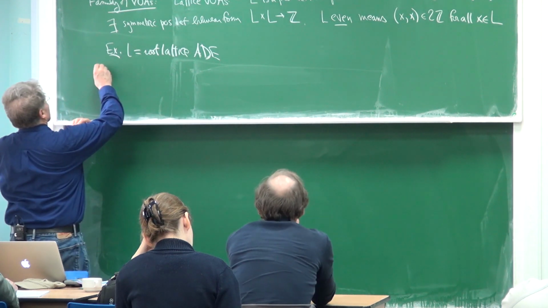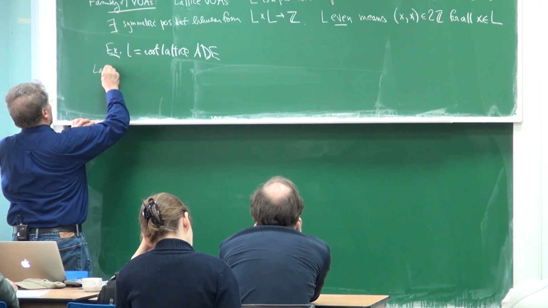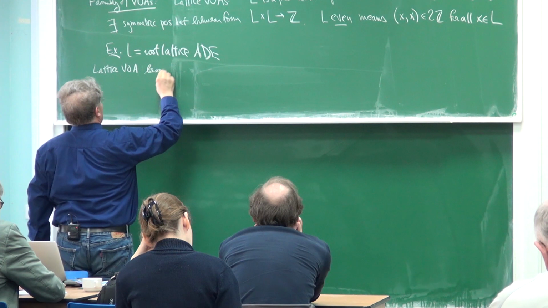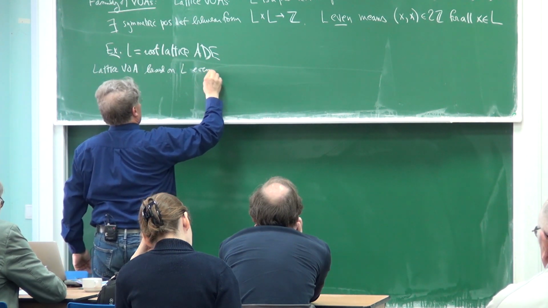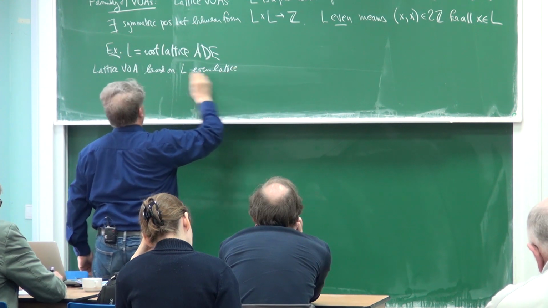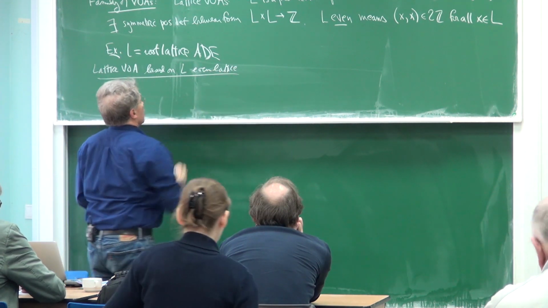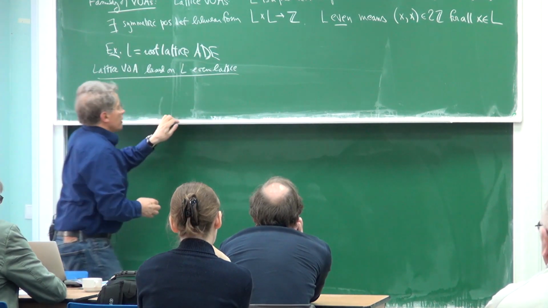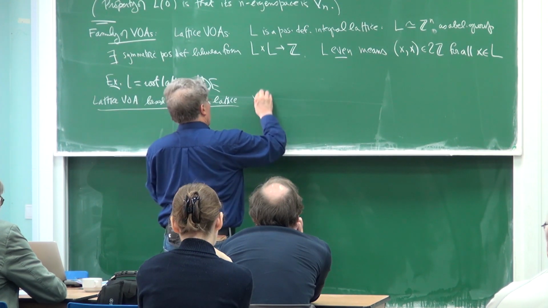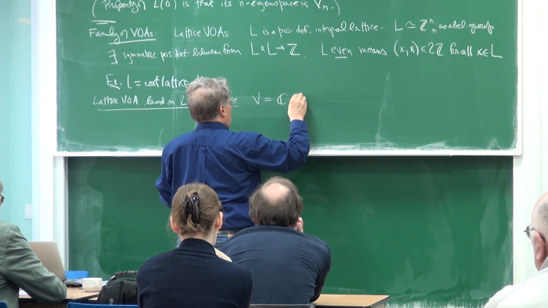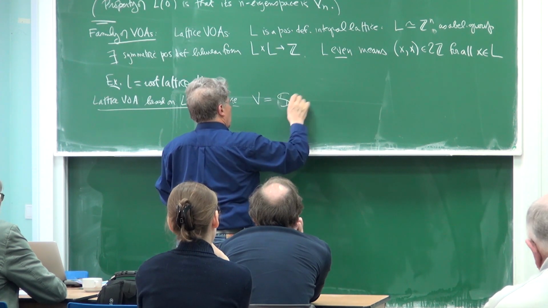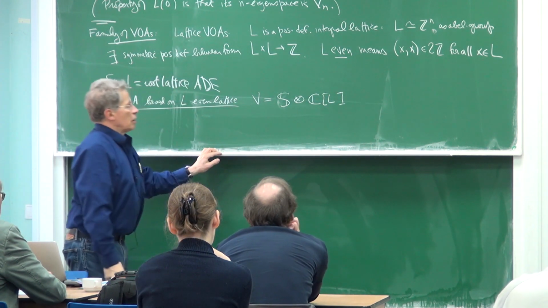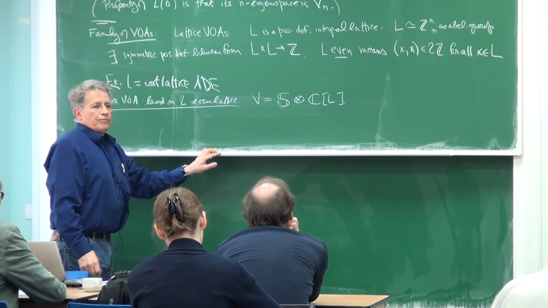Okay. So here's the lattice VOA based on L, an even integral lattice. And I don't assume it's a root lattice, but that will be a case later. So, okay, so here's what we do. Oh, I'm sorry. That is V as a vector space.